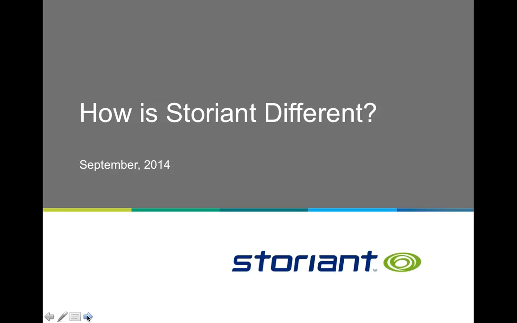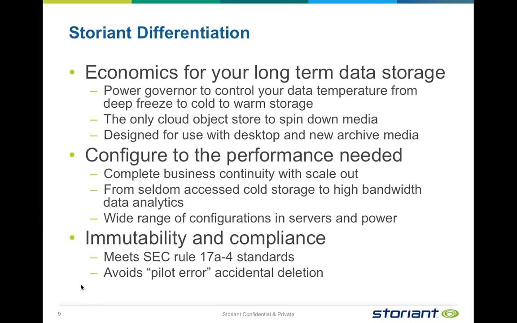So how is Storiant different from some of the other cloud providers that are out there? First and foremost, we offer software that will allow these cloud solutions to be built and deployed at a total cost of ownership of less than a penny per gigabyte per month. We do that in a couple of different ways. The first is obviously the desktop drives and the commodity hardware that I spoke about earlier. The second part of this low TCO is power control.